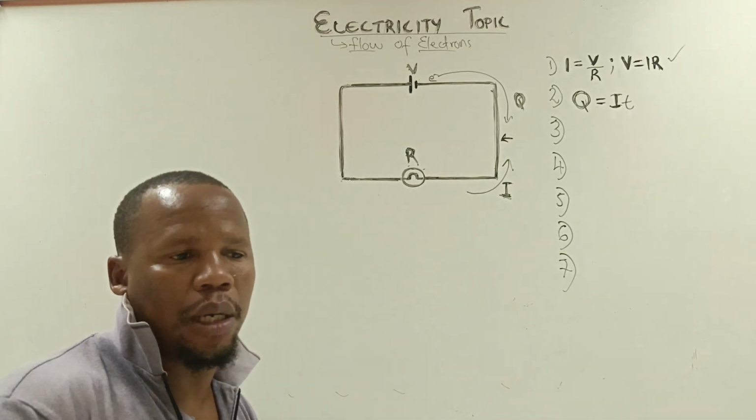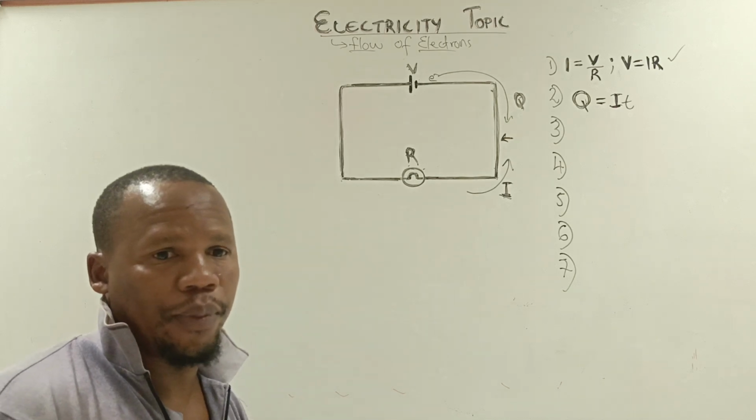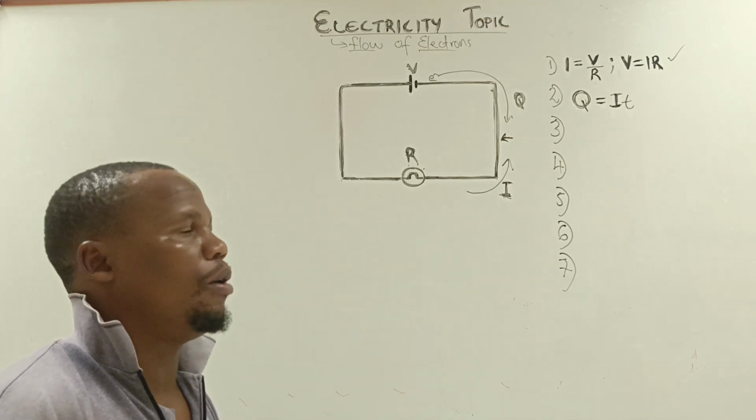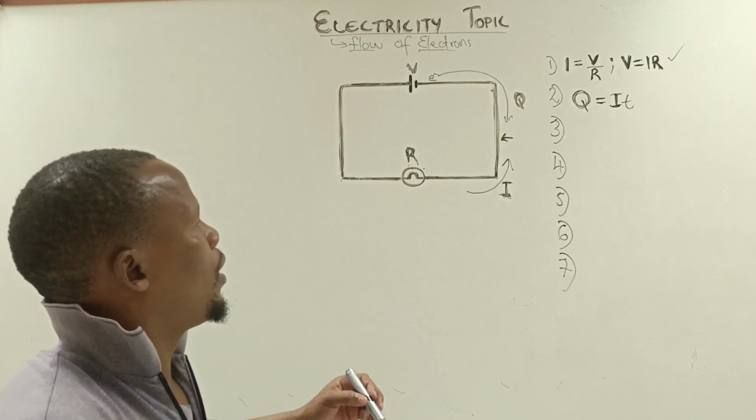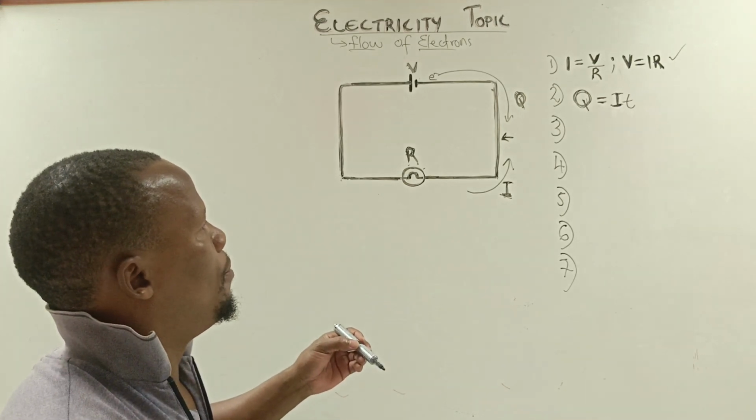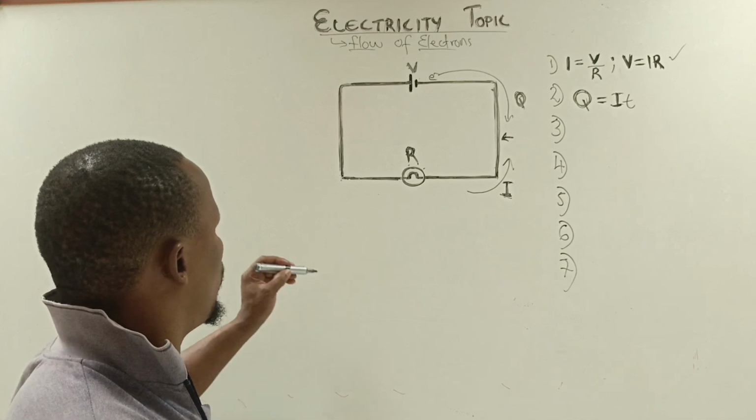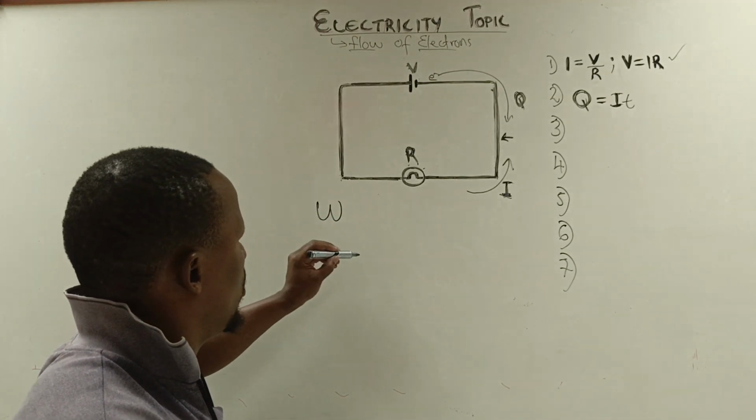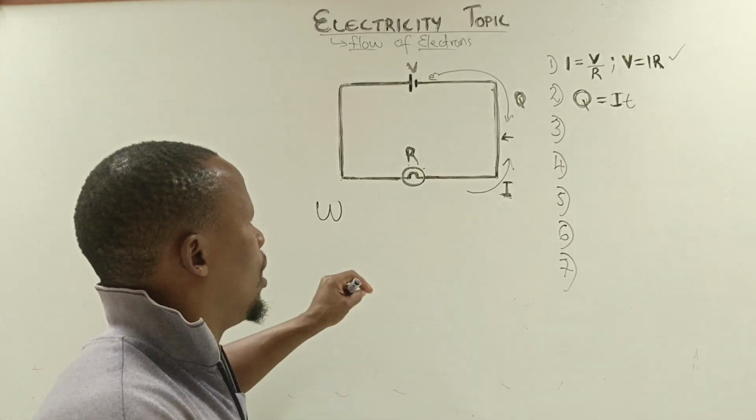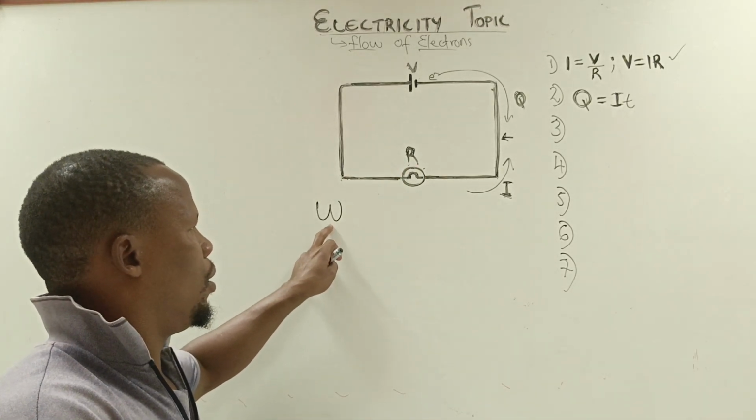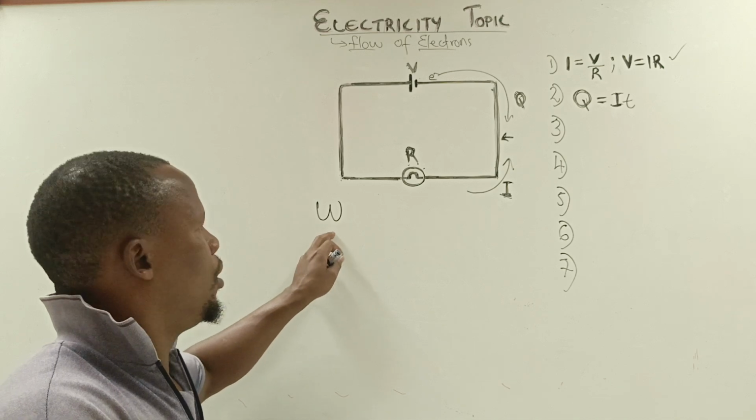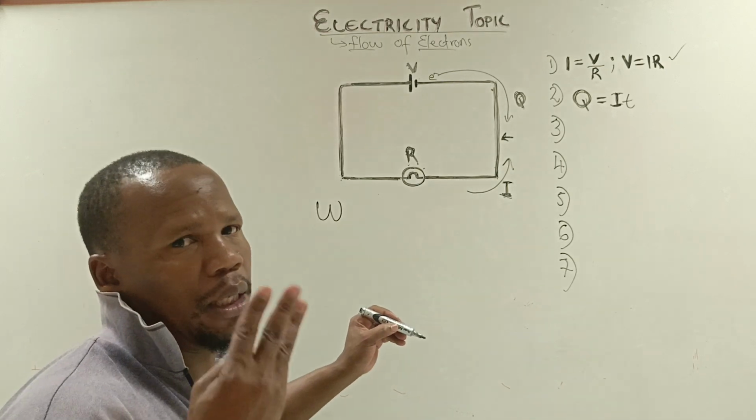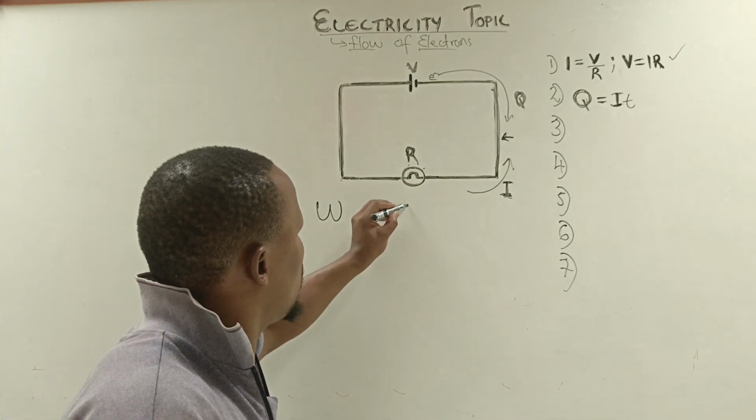Actually, let's find our third formula. Our third formula of electricity. So our third formula, we are going to compare the amount of work done in the circuit, the amount of energy or work done in the circuit, with the number of workers.